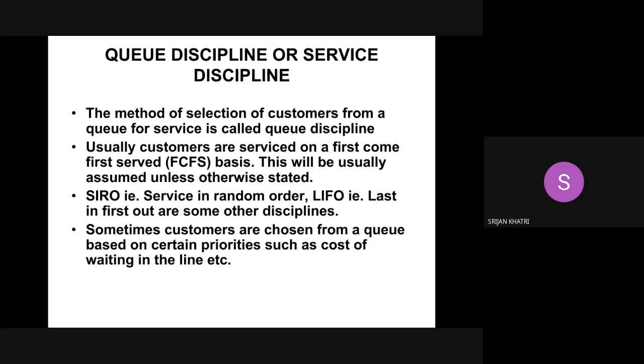Sometimes customers are chosen from the queue based on certain priorities, such as the cost of waiting in the line. So sometimes we have the priority. We have to give priority to VIP people, to emergency people, right? So it depends on the situation. We have to decide which queue discipline.